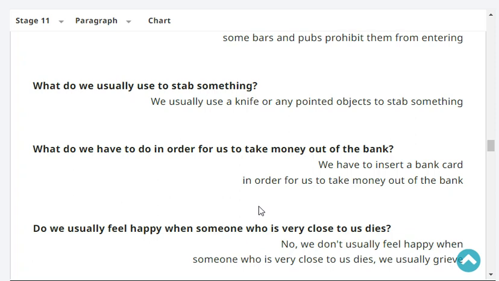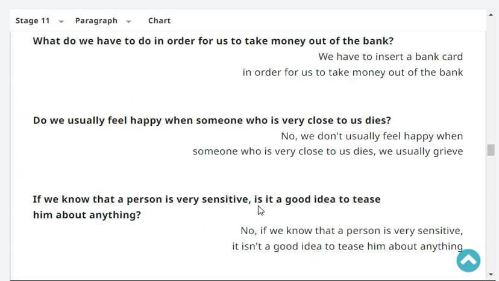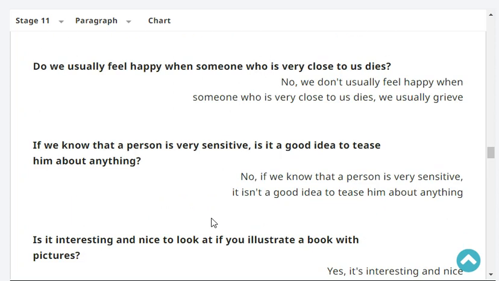Do we usually feel happy when someone who is very close to us dies? No, we usually don't feel happy when someone who is very close to us dies. We usually grieve. Very good.